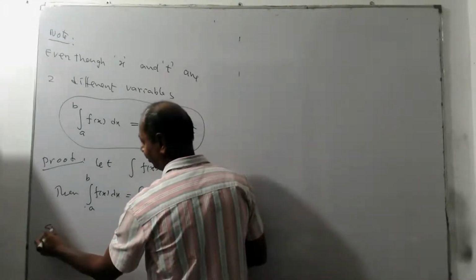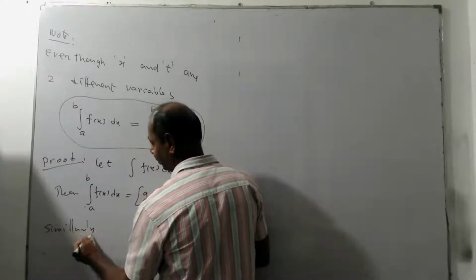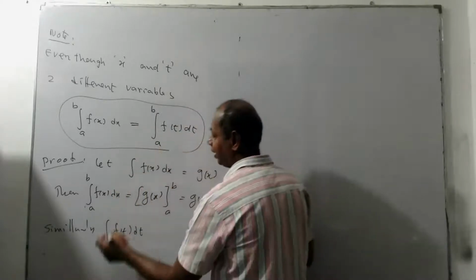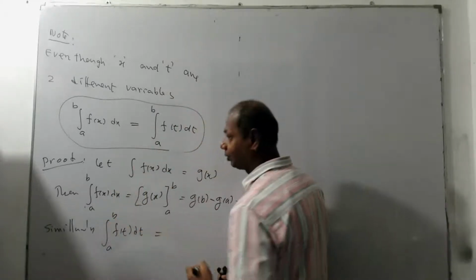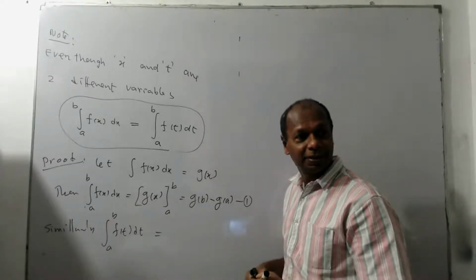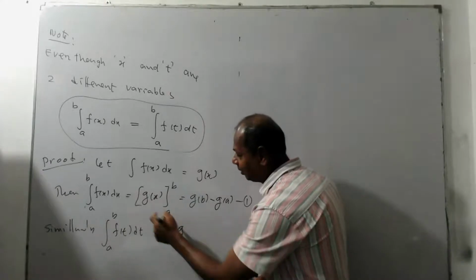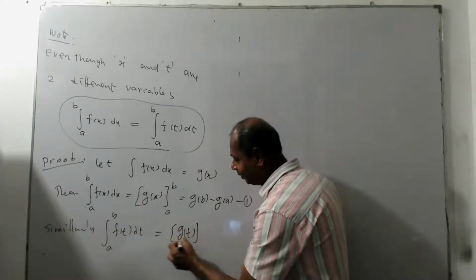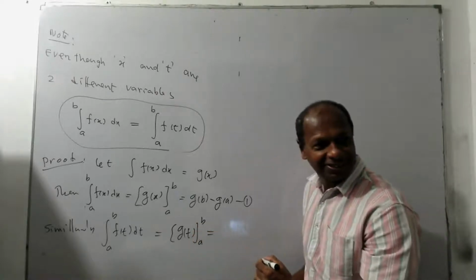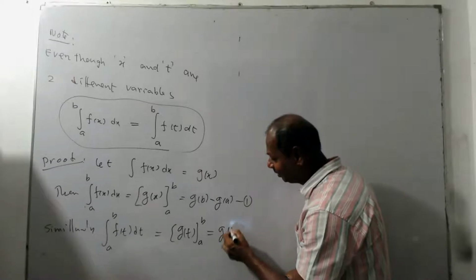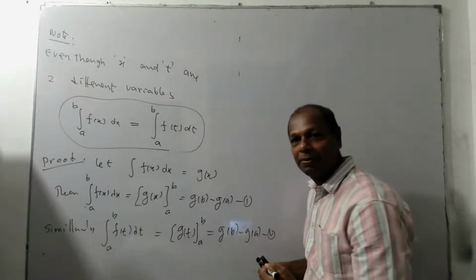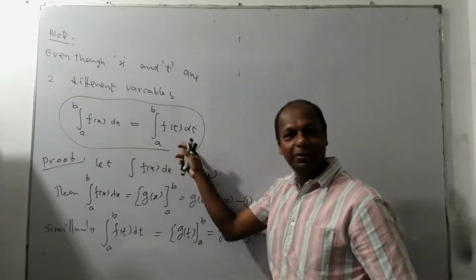So similarly, you find f(t) dt, this one, as t goes from A to B. So that will be equal to G(t) as t goes from A to B. Now what do you get? Exactly the same, GB minus GA. So by 1 and 2, you can say this is equal to this.